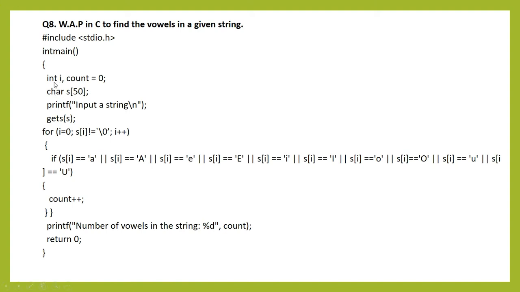Here you are defining the variable i, and a count variable because we have to count how many vowels are there. Now char s of 50 means I am assigning an array s where 50 locations are there, and it is a character type of variable. The size is 50, meaning you can store less than that, that is, a length of 49. Whatever text you input can be a maximum of 49 characters, and one character is for the null character.